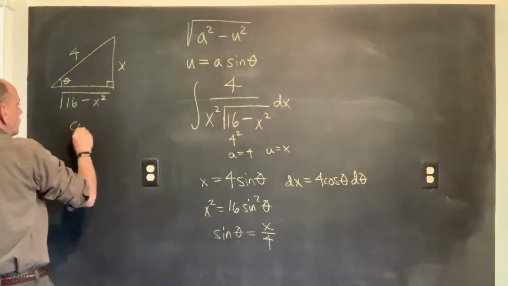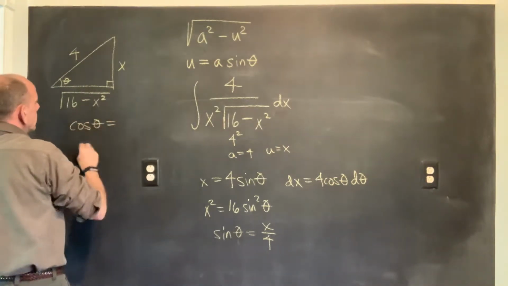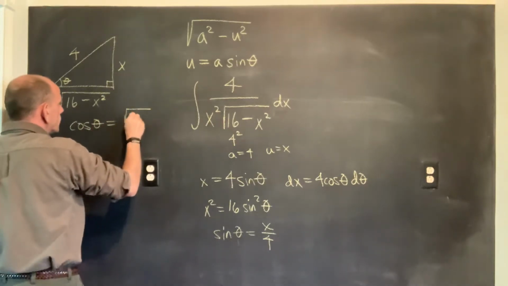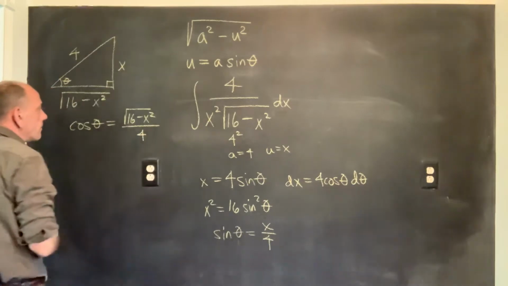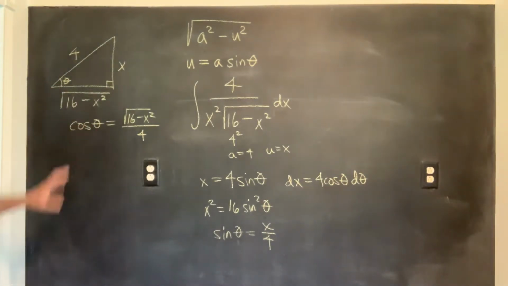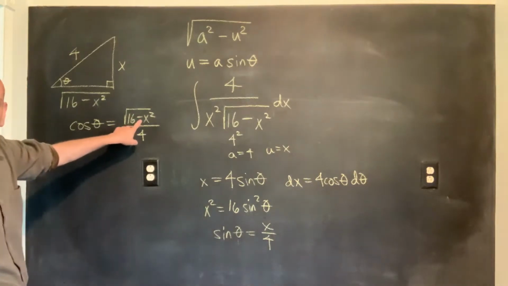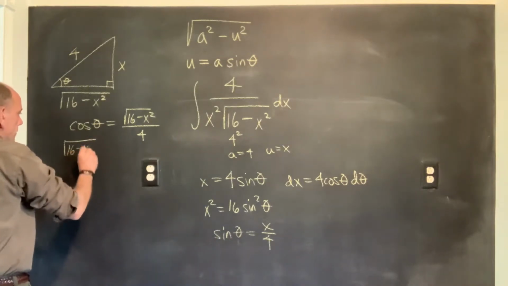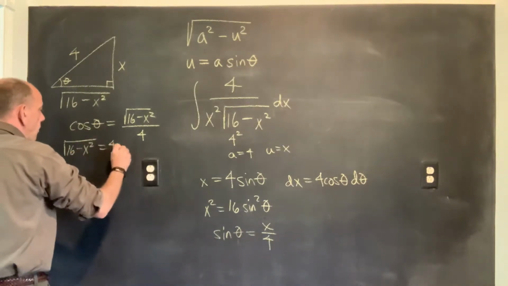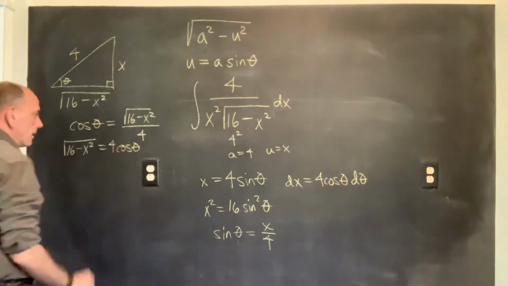So I say the cosine of theta is the adjacent, the root 16 minus x squared, over the hypotenuse, which is 4. Just by definition of what the cosine is. And this allows me to solve for the root that I was after. That is to say that the square root of 16 minus x squared is equal to 4 cosine of theta.